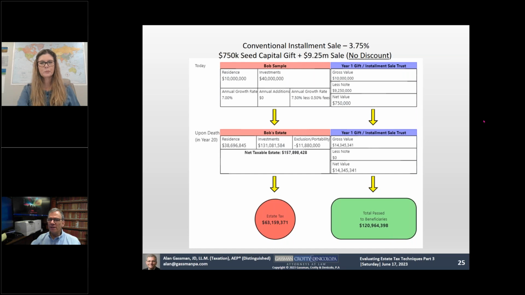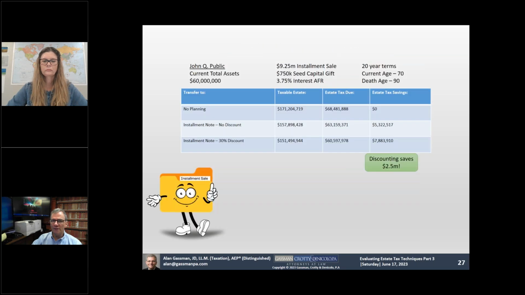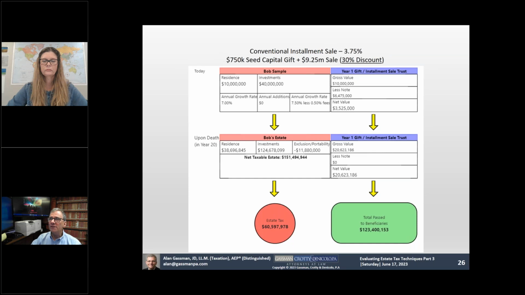And in 20 years, he has $14 million in the gift trust, even though he only used $750,000 of his exemption. So the estate tax is down to 63 million. Now, and by the way, you can do all these calculations on the software.